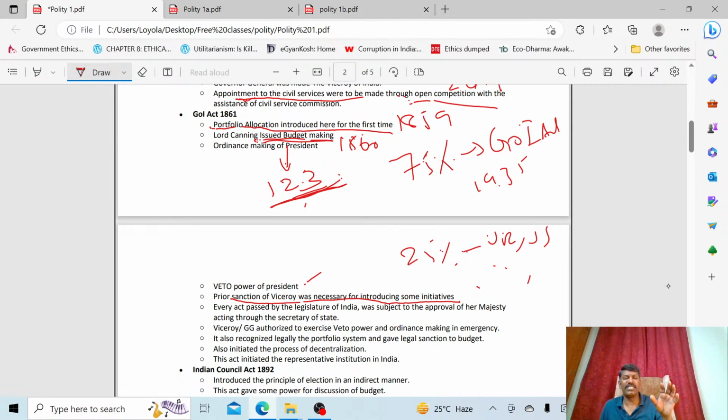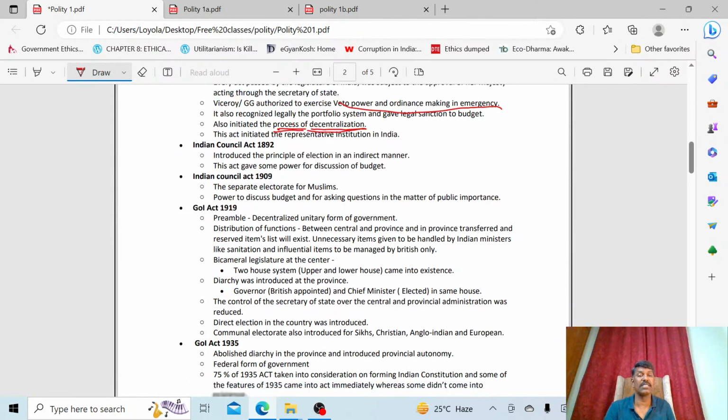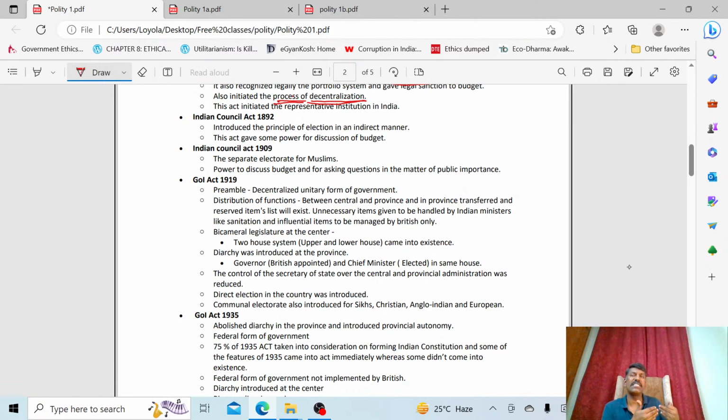And apart from this, the legislature, the way it is passing an act, needs the approval of the Assembly and of Majesty on the basis of the approval of the Secretary General. And the way the Viceroy and Governor General used the ideas of veto power and ordinance making power in terms of emergency, a proper channelization, and the portfolio I already discussed. The most important thing is that this act initiated the process of decentralization and representative institutions inside the country. UPSC may ask very specifically about these points, so you should be very, very alert, because they may ask a single point on the process of decentralization and representative institutions in India based on this act.